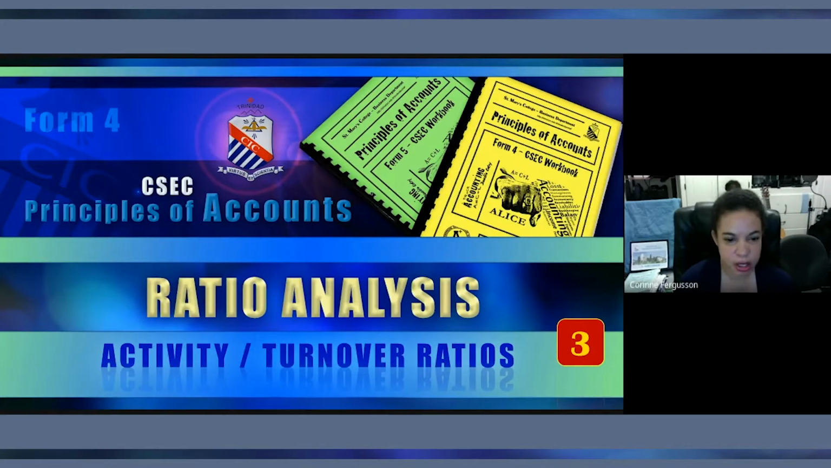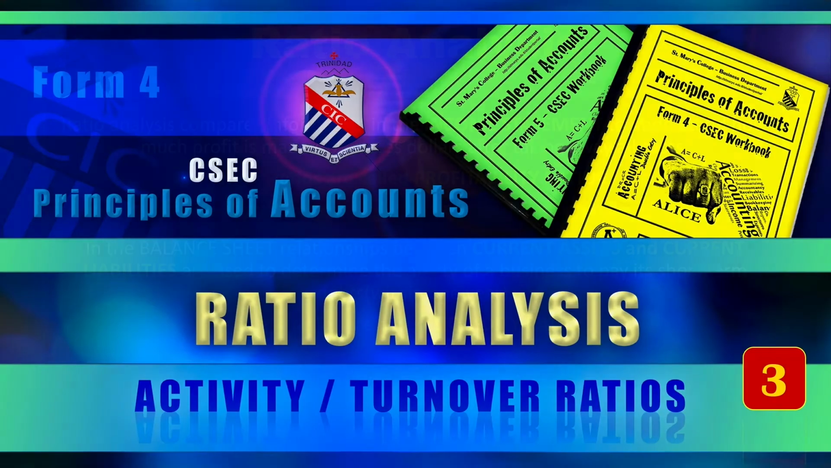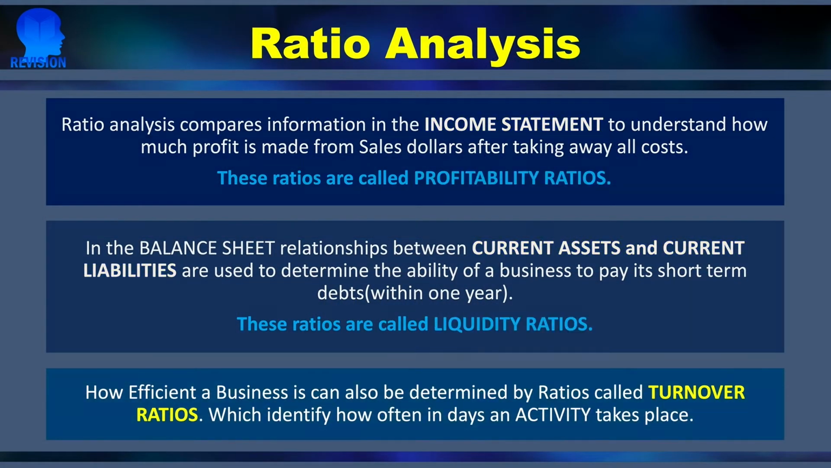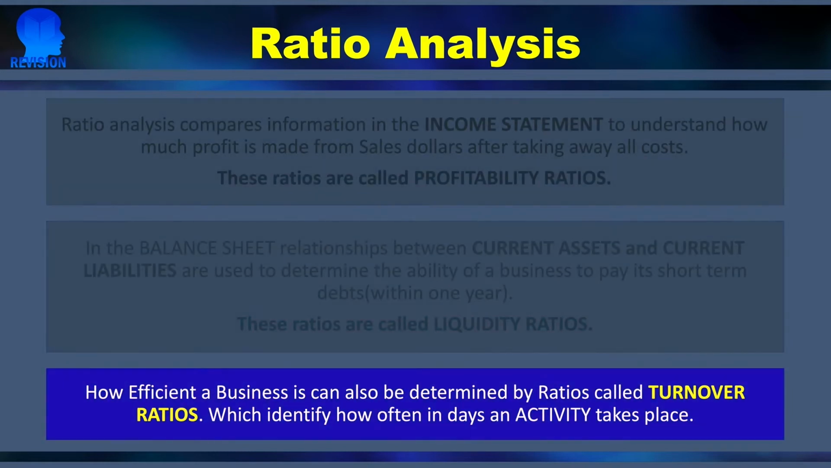So today we are going to do the third set of ratios. We already did the profitability and the liquidity ratios. We are going to now do the activity ratios, or the turnover ratios. The profitability ratios were your gross profit margin, your net profit margin, your return on capital employed. And the liquidity ratios, we had the current ratio and the acid test or quick ratio. So now we are going to do the final one, turnover ratios.